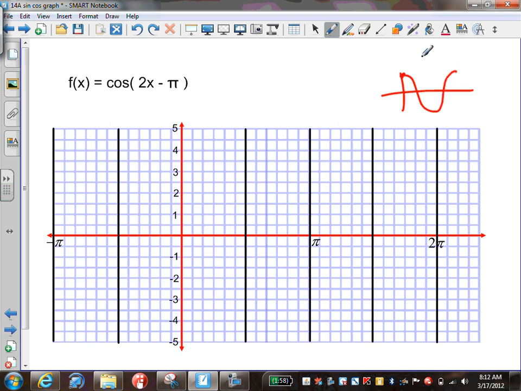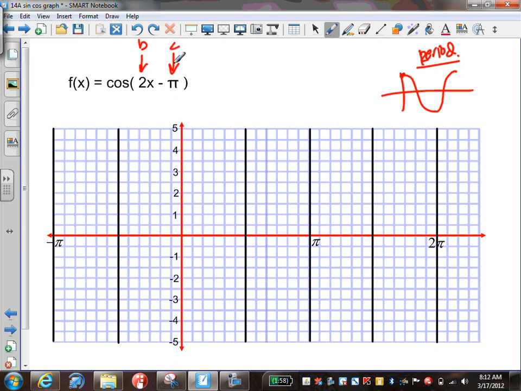So that's a typical period here of the cosine graph. Okay. Now notice my amplitude is 1. My vertical displacement is none. So what we have here is a B value and a phase shift. Okay.